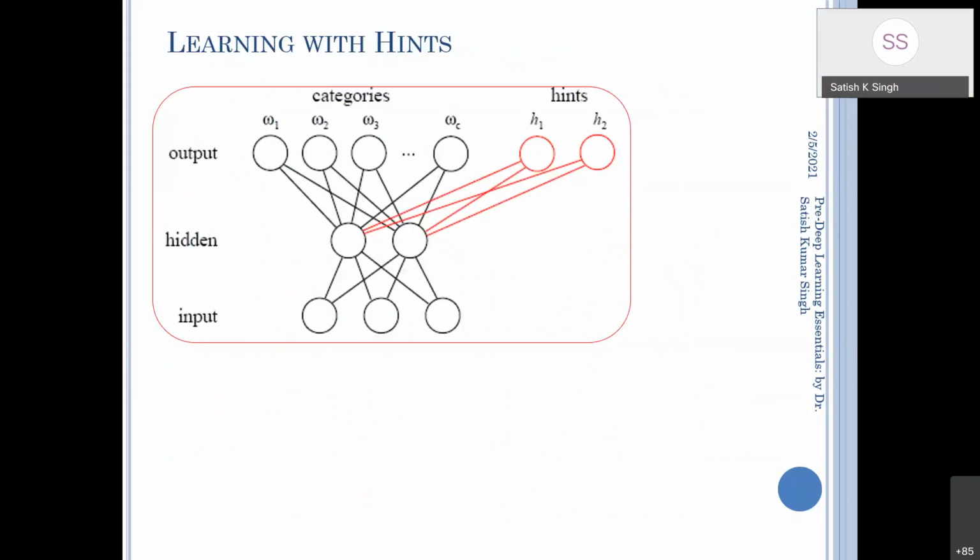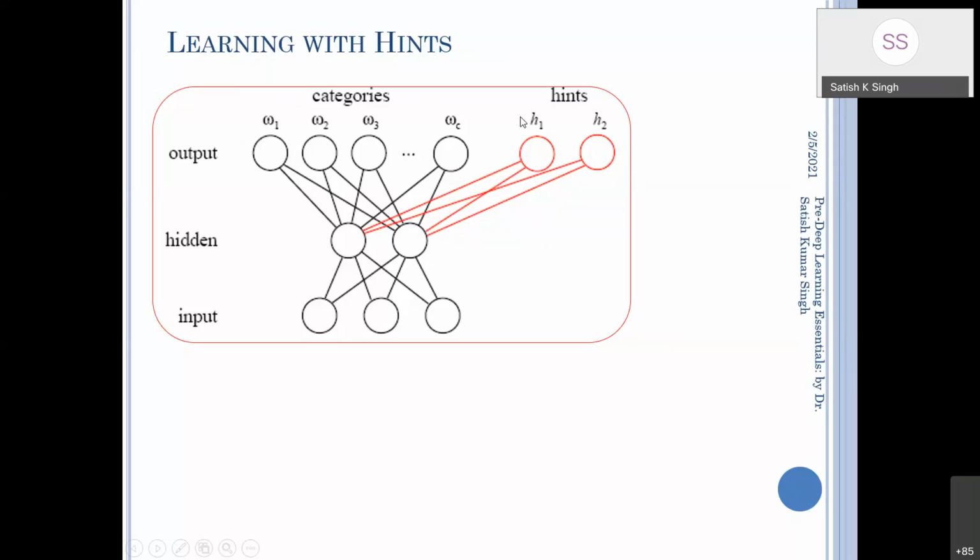Since they are not asking, let me discuss one more thing, learning with hints. This is a very interesting thing. What happens is that we are training the network, for example, we are designing a network for face recognition. There is a purpose of face recognition.